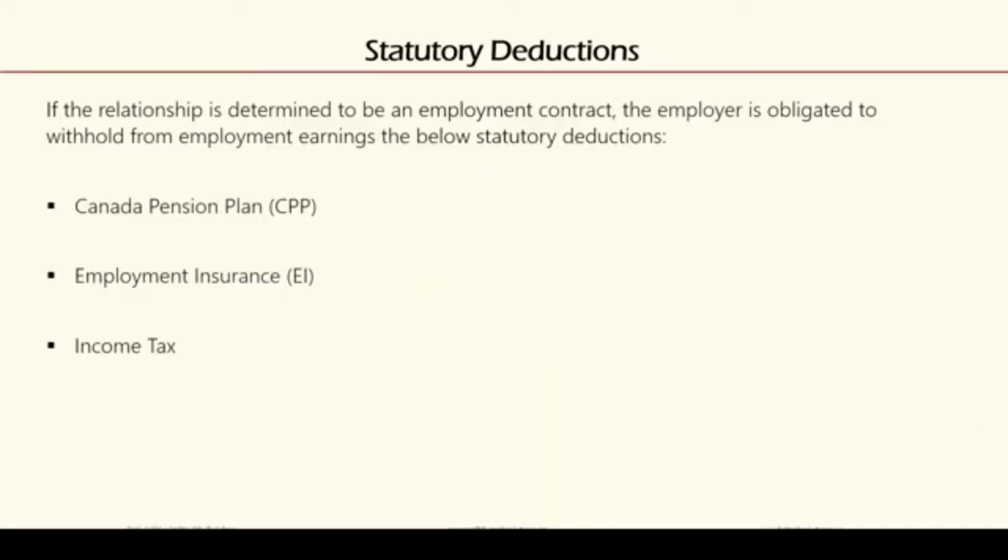If the relationship is determined to be an employment contract, the employer is obligated to withhold from employment earnings the below statutory deductions. One is CPP, which is Canada Pension Plan. Number two, EI, which is employment insurance. And number three, income tax. Let's have a look at these statutory deductions a little bit more in further detail.